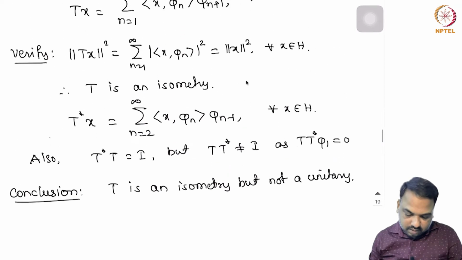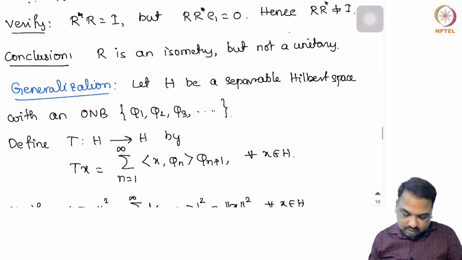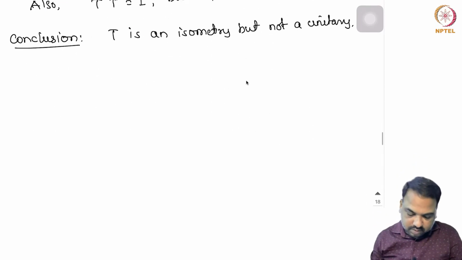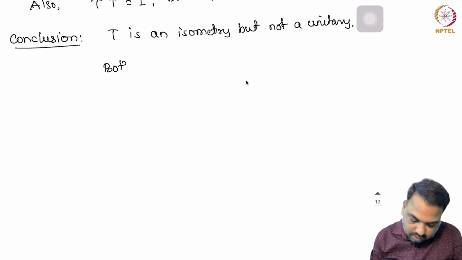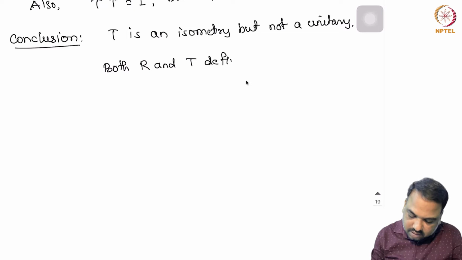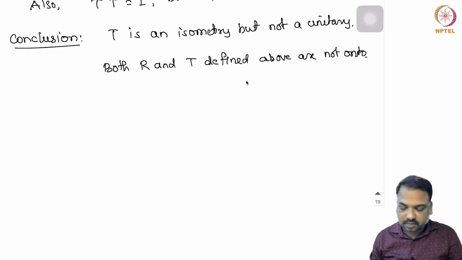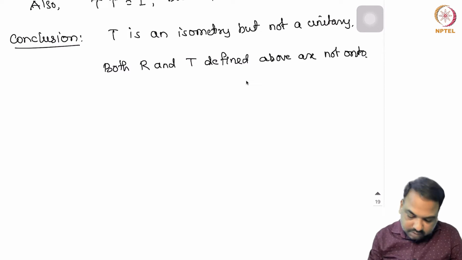Okay, if you look at these two examples, we can conclude that both of them are not onto. Both R and T defined above are not onto, because in the first case E1 has no pre-image, in the second case phi 1 has no pre-image. So this is the observation.